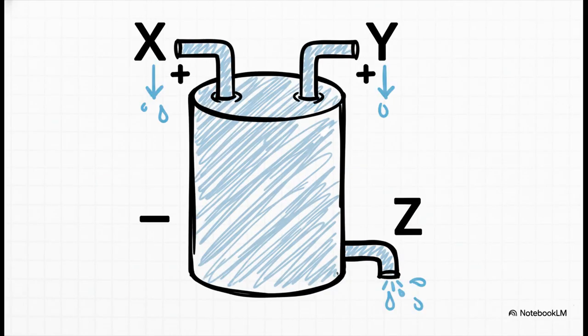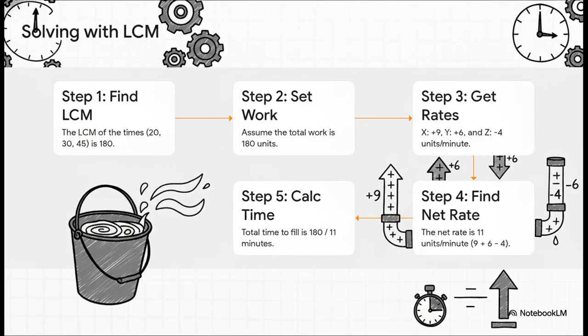All right, you ready for a classic twist? The pipes and cisterns problem. This is where things get interesting, because one of our workers, pipe Z, is actually working against the others. It's emptying the tank. This is where people get totally tripped up with the old fraction method. But just watch how easily the LCM method deals with this.